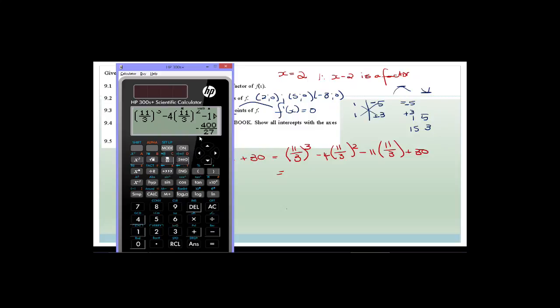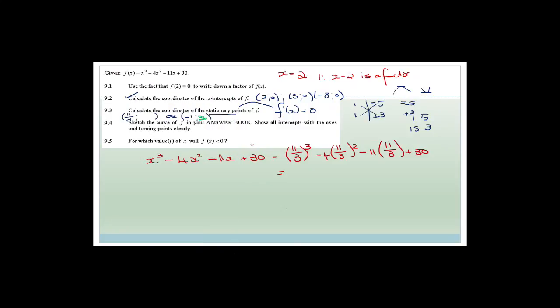So it's minus 400 over 27. So I'm going to write here minus 400 over 27. But what I do want to convert that to is minus 14.81. There's a reason for it.